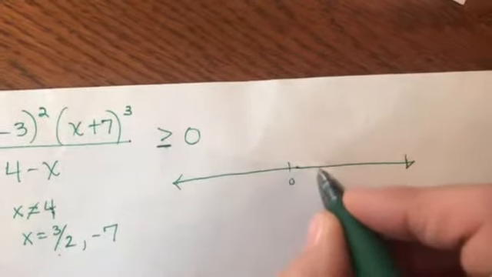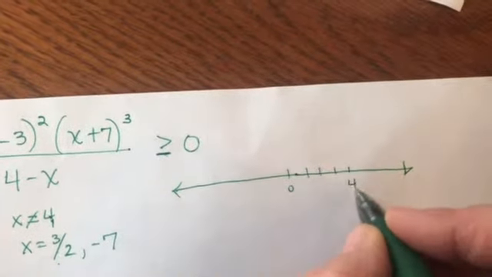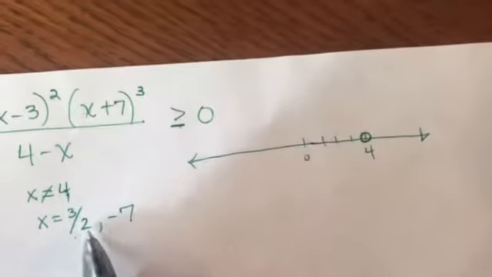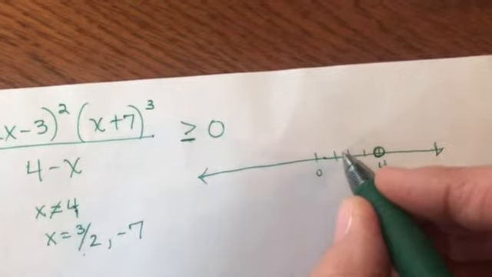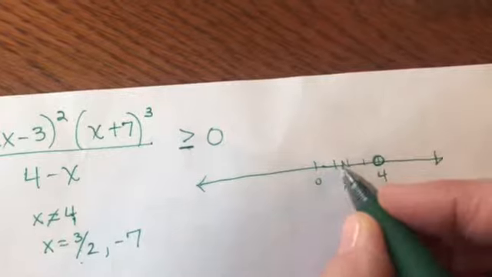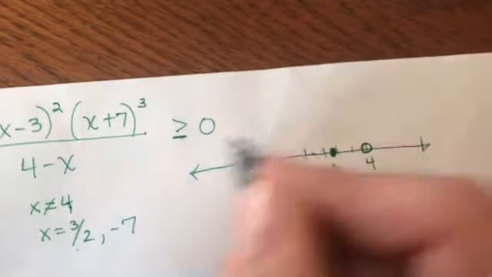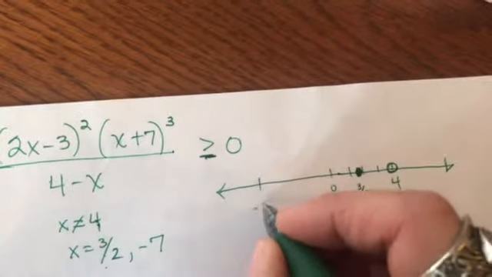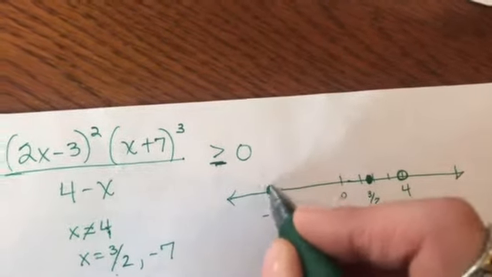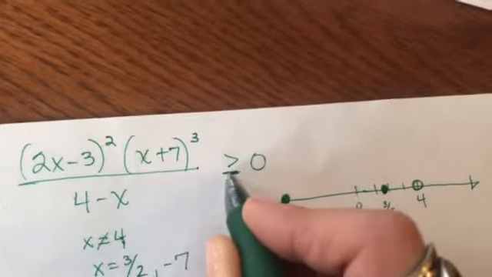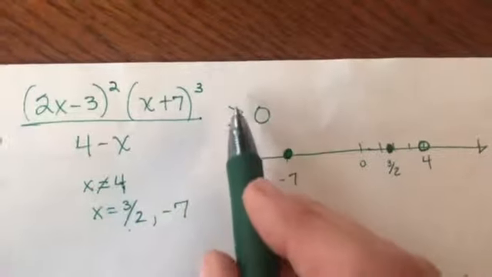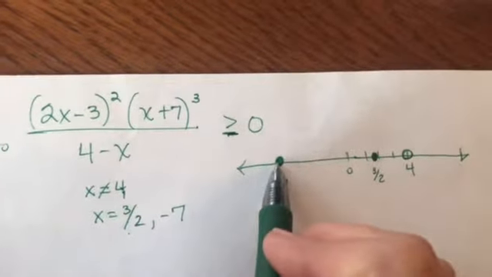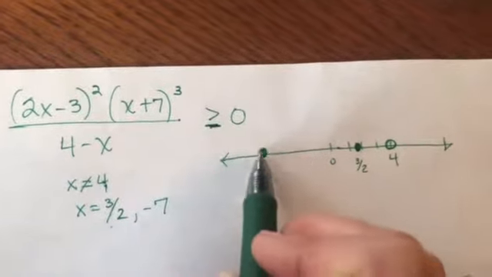So let's see, here's 4, and it can't be 4, so I'm going to do an open point on that. And 3/2, that's about 1.5, so that's right here. That would be a closed point, okay, because it can equal 0. And then -7 is somewhere over here, who cares? But that's also a closed point because it can equal -7. Now let me just say at this point, if that was strictly greater than, all of these would be open as well, okay? But because it can equal it, I'm closing those points.